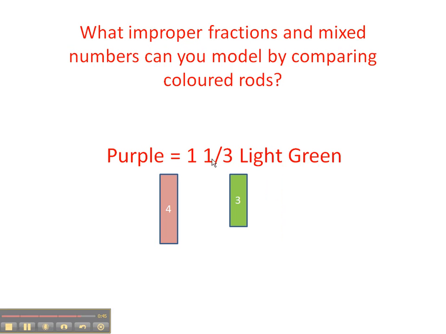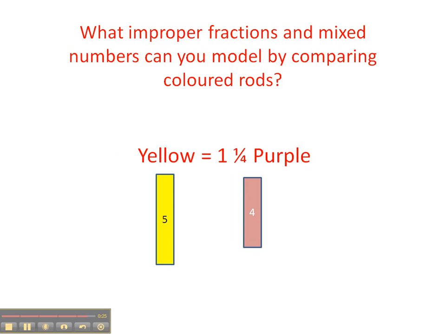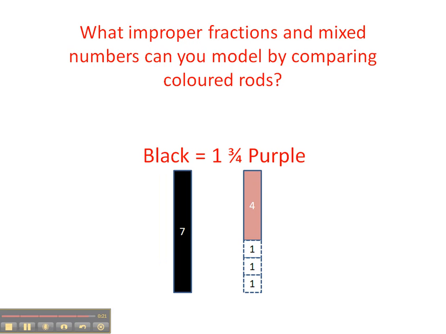Purple is equal to 1 1/3, because a purple is larger than a green, so it's equal to 1 1/3 of light green, and you can see that there's a little bit extra there at the bottom. That's the 1/3 that we didn't fill. So if we took this and made it equivalent to that, that's the one part we didn't fill. Yellow is equal to 1 1/4 purple, and there's the part that we didn't fill. Black is equal to 1 3/4, so there's the 3 parts there.